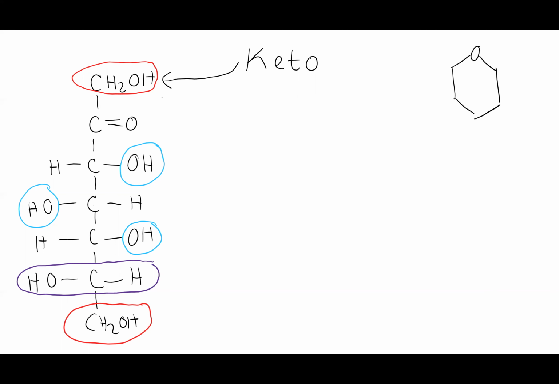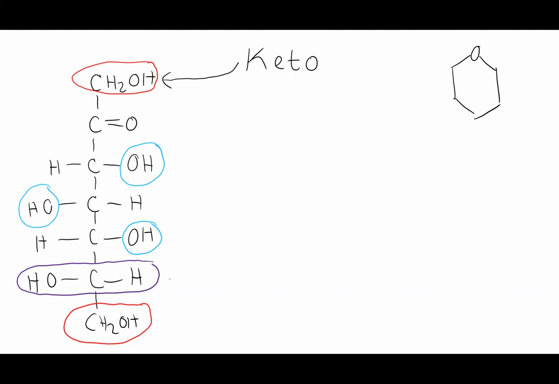The other groups that are going to be important are this bottom CH2OH, which all sugars in their Fischer projection will have, this bottom group here. And we're going to talk about where that goes during the cyclization.